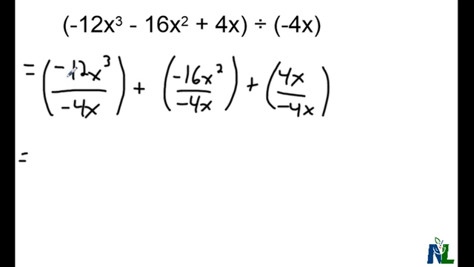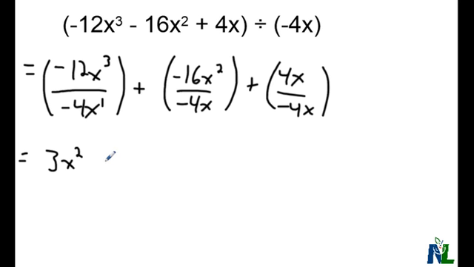If I have negative 12x cubed and I divide it by negative 4x, well, let's start with our coefficients. Negative 12 divided by negative 4 gives me a positive 3. X cubed divided by x, well, when you're dividing powers with the same base, you subtract the exponents. So 3 minus 1 is going to leave us with x squared. 3 minus 1 is 2.